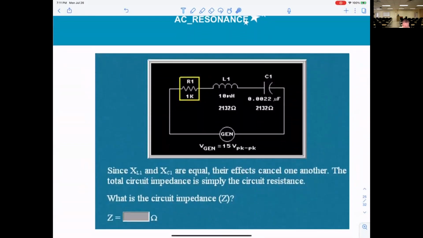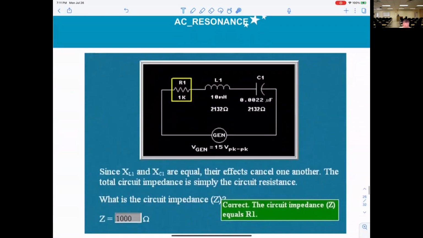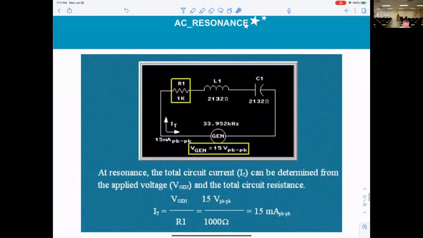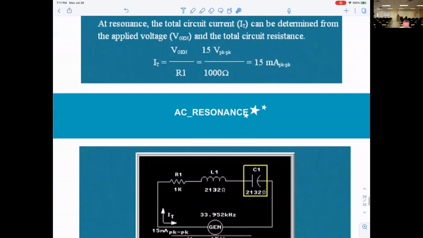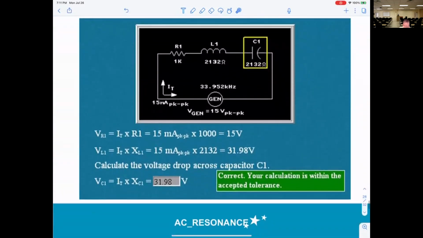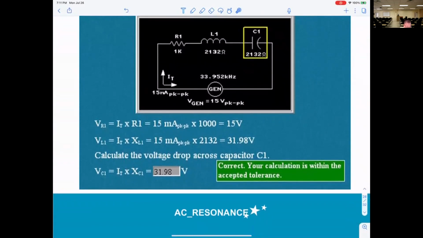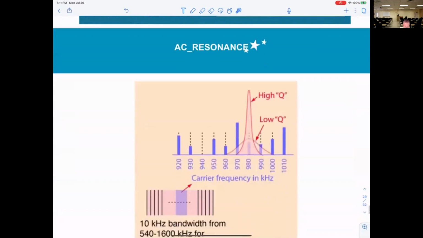Okay, so they want to calculate the impedance. You guys know how to do it. We already did it. And now they want to calculate the current at the resonance. So basically, you take the total voltage divided by total impedance. And this also calculates the VR1, VL1, or VC1. I believe you're able to do it.